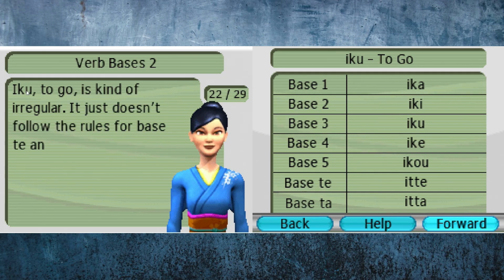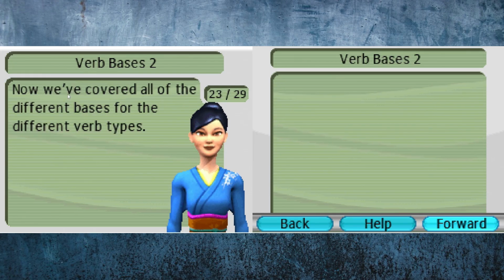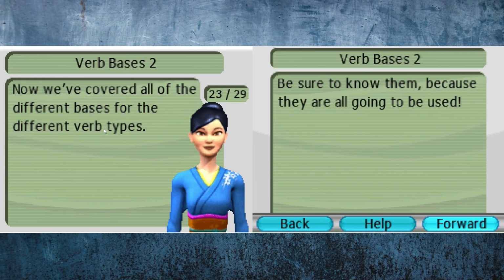And iku is another one, super common. Iku means to go. It's kind of irregular. It just doesn't follow the rules for base te and ta. So iku, to go, base 1 is negative form, so it's ika, ikanai. Base 2, iki for ikimasu, which is mas form. Base 3 is iku. Iku is dictionary form. Base 4 is ike, so it's eba form. Base 5 is iko, volitional form. And base te is ite. Base ta is ita. Now we've covered all the different bases for the different verb types.